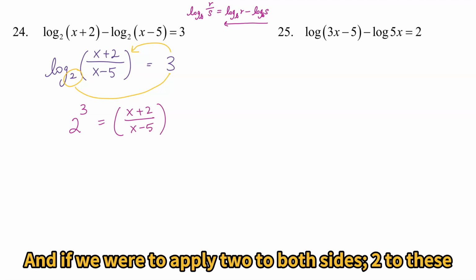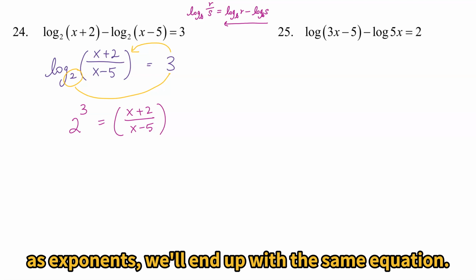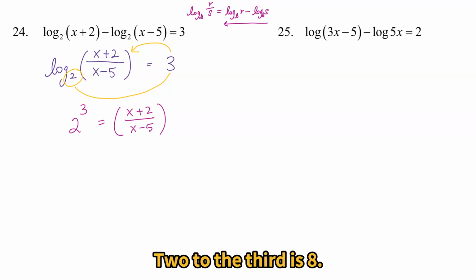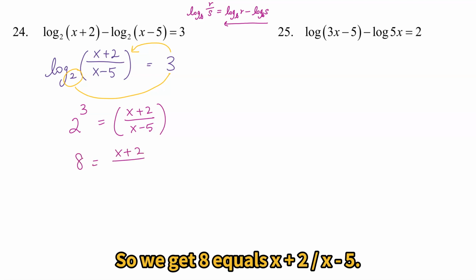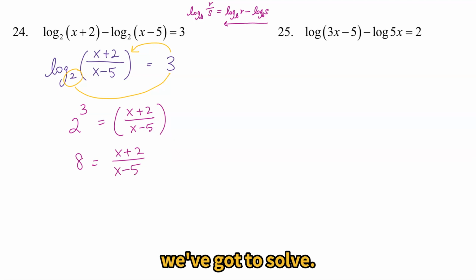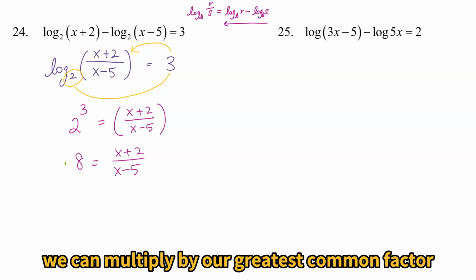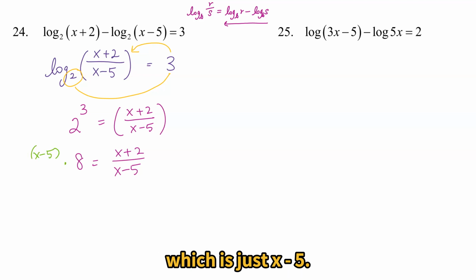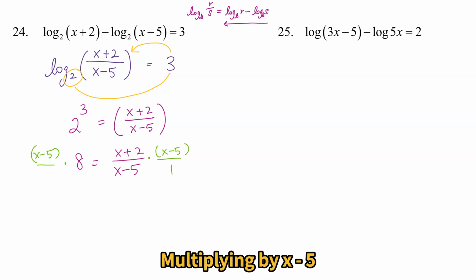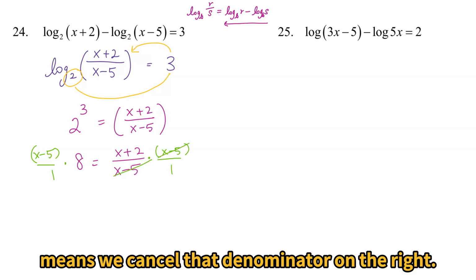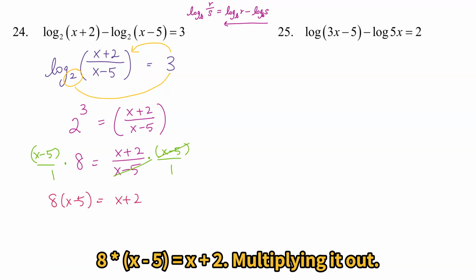And if we were to apply 2 to both sides, 2 to these as exponents, we'll end up with the same equation. 2 to the third is 8, so we get 8 equals x plus 2 over x minus 5. We've got a rational equation we've got to solve. We can multiply by our greatest common factor, which is just x minus 5. Multiplying by x minus 5 means we cancel that denominator on the right. 8 times x minus 5 equals x plus 2.